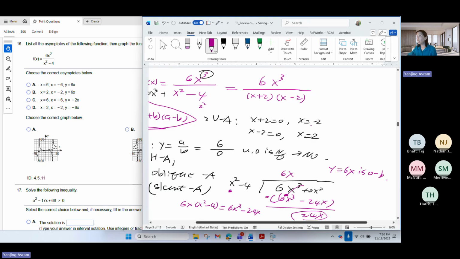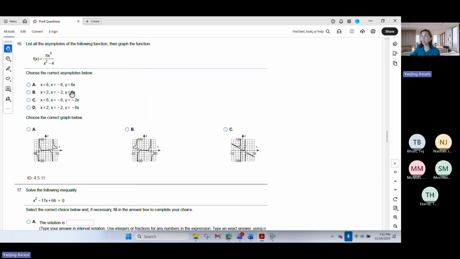So how many asymptotes do I have? I have x equal to negative 2 and x equal to positive 2. Those two are the vertical asymptotes, right? And I also have y equal to 6x as the oblique asymptote. So now you look at this one right here. Looks like B is the only answer in here. And then you can choose the correct answer for this one.